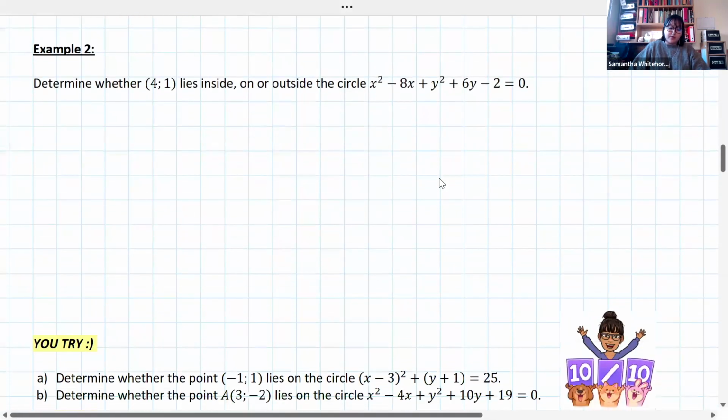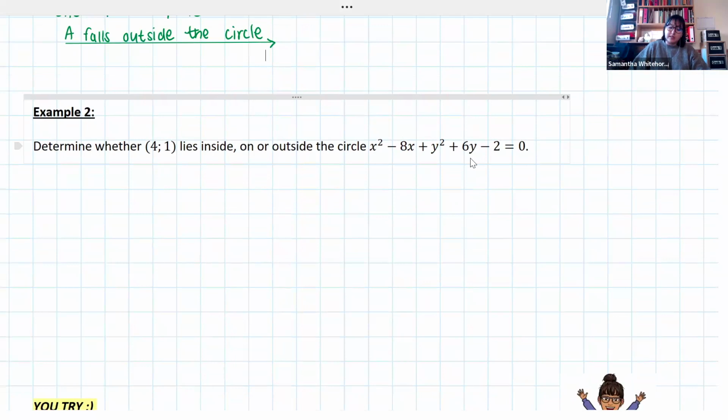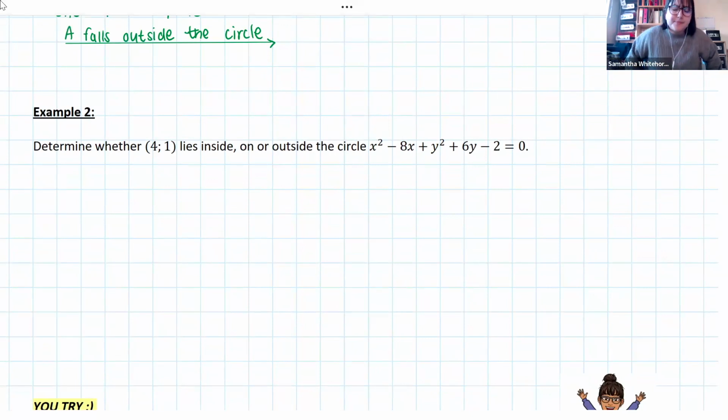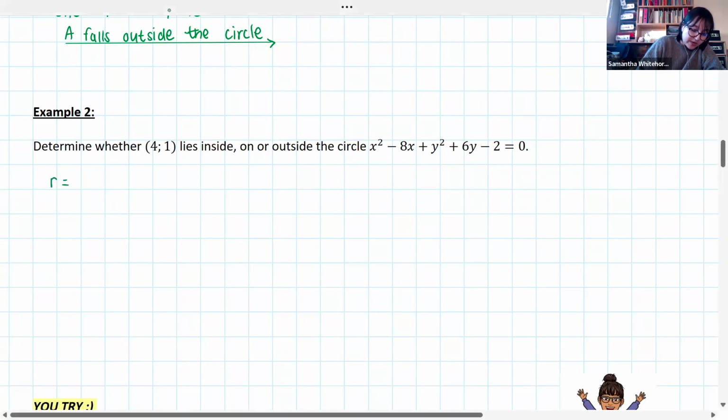Okay, I'll make that a bit smaller for you to screenshot in a second. Let's have a look at this second example here. So this second example is pretty much the same, except our circle equation is in its standard form. It's not in center radius form. So it says determine whether the point (4, 1) lies inside, on, or outside the circle x squared minus 8x plus y squared plus 6y minus 2 equals 0. Now remember, we said earlier, the two bits of information we need to know are the radius and the center.